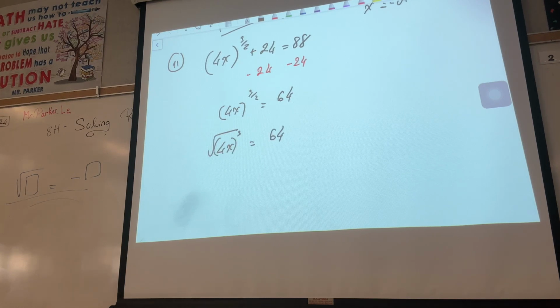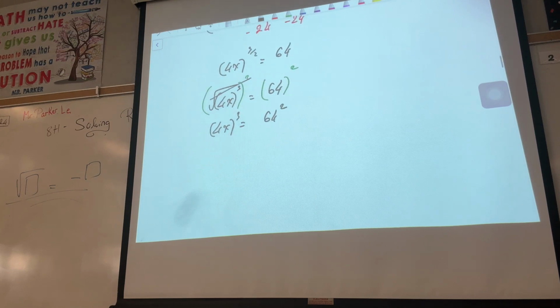How did you get rid of the square root? You've got to square it. So this gives 4x cubed, 64 squared. So far so good. I think a lot of you got to this step already. Now, how do you get rid of the cube? You take the cube root. If it's a root, then you take the power. If it's a power, then you take the root. That's the concept. So I'm going to take the cube root here.